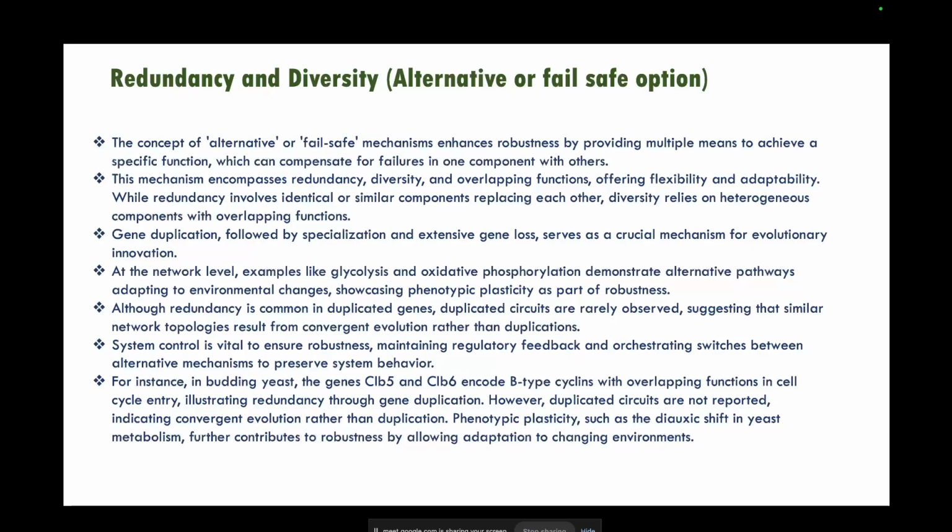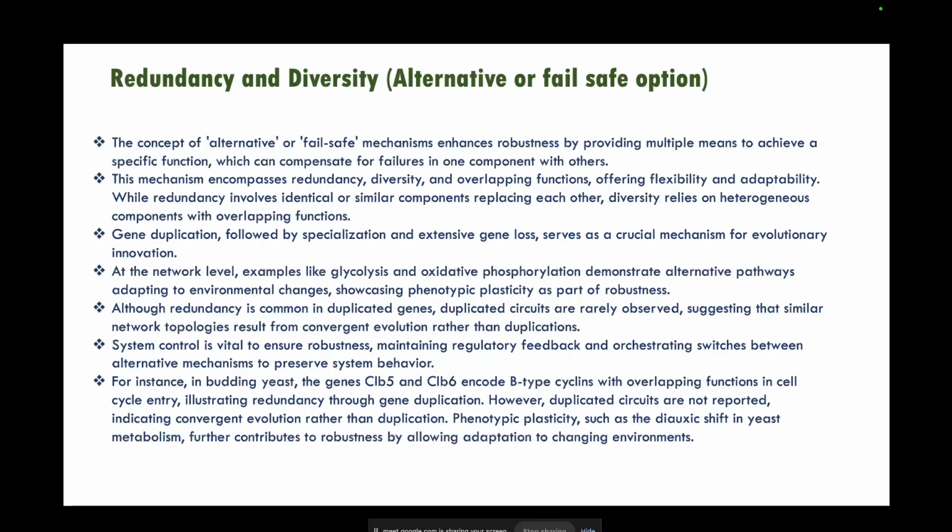So there comes the important concept of what you need to do to keep this robustness intact in a system. Here comes the concept of redundancy and diversity, right? So, alternative or fail-safe options. The concept of alternative or fail-safe mechanisms enhances robustness by providing multiple means to achieve a specific function, which can compensate for failures in one component with others. This mechanism encompasses redundancy, diversity, and overlapping functions, offering flexibility and adaptability. While redundancy encompasses identical or similar components replacing each other, diversity relies on heterogeneous components with overlapping functions.